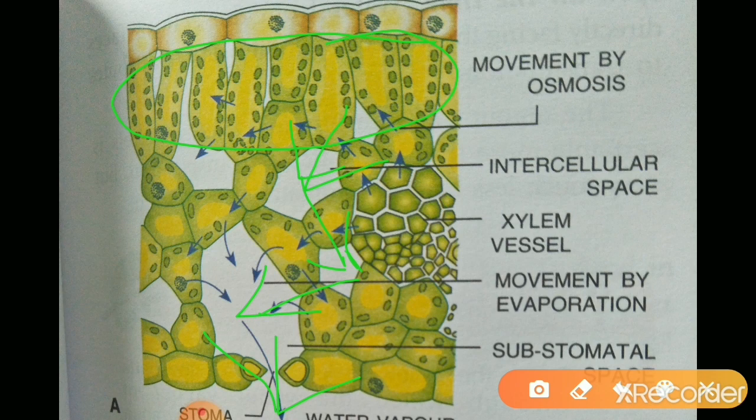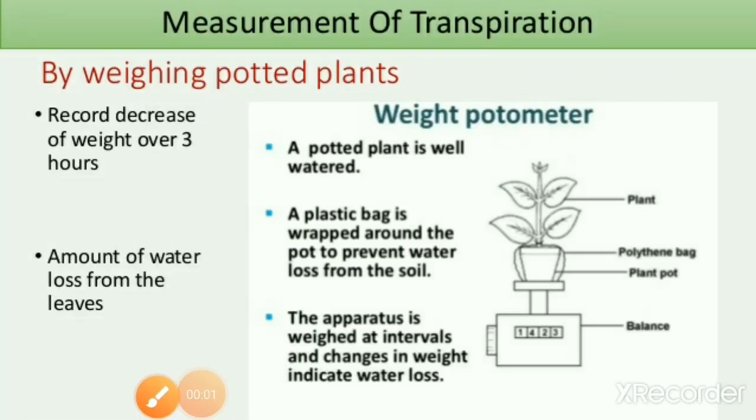From one intercellular space, this water vapor then moves to the next intercellular space, and finally it will reach where? In the substomatal space. When it reaches the substomatal space, it will escape from the substomatal space towards where? Towards the stomata, and finally this water vapor will come out of the leaves through that stomata. So these are the processes that take place during stomatal transpiration. Is it clear? So next we can discuss measurement of transpiration.